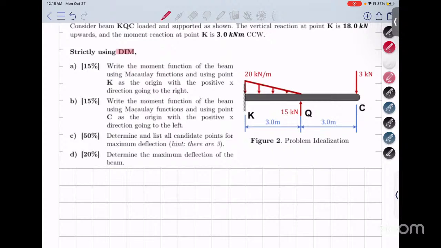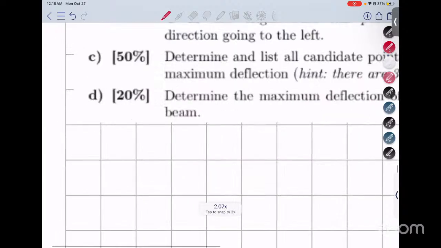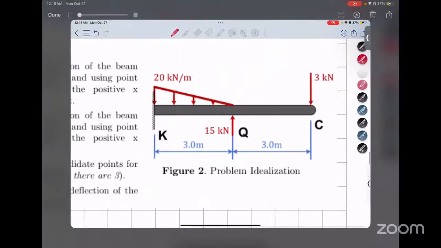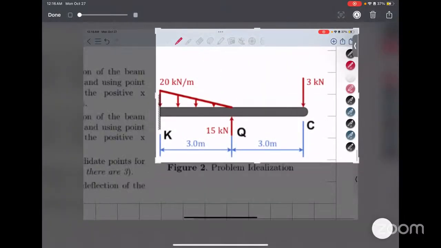So let's first start with the moment function of the beam. It gives us actually technically mas strategic dito ang from the left, but we from the right going to the left, but we have been instructed to use k as the origin muna for the first problem. So, alright. Sige, let's just break this problem down.